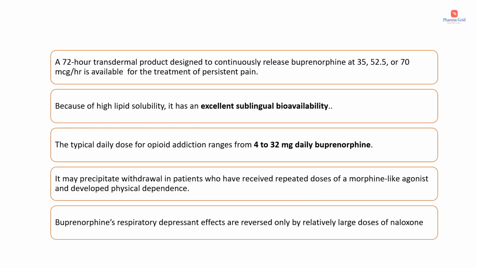A 72-hour transdermal product designed to continuously release buprenorphine at 35, 52.5 or 70 microgram per hour is available for the treatment of persistent pain. Because of high lipid solubility, it has an excellent sublingual bioavailability. The typical daily dose for opioid addiction ranges from 4 to 32 mg daily buprenorphine.